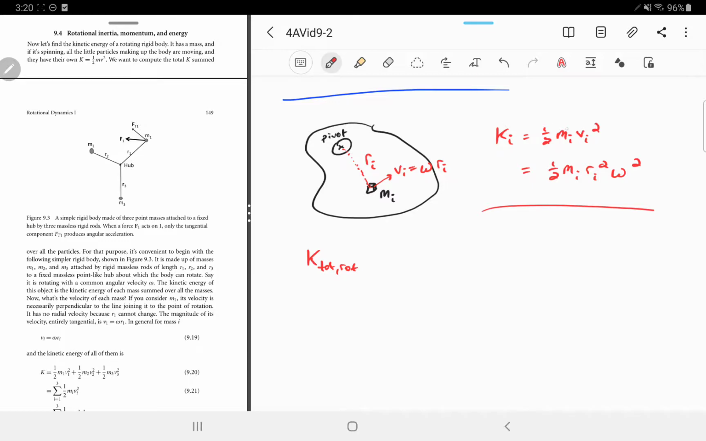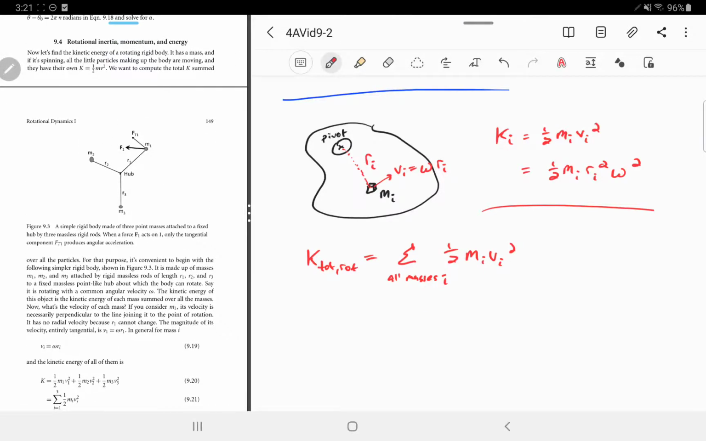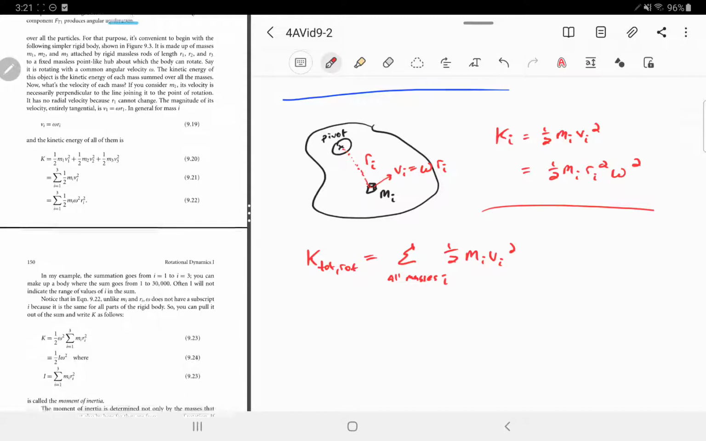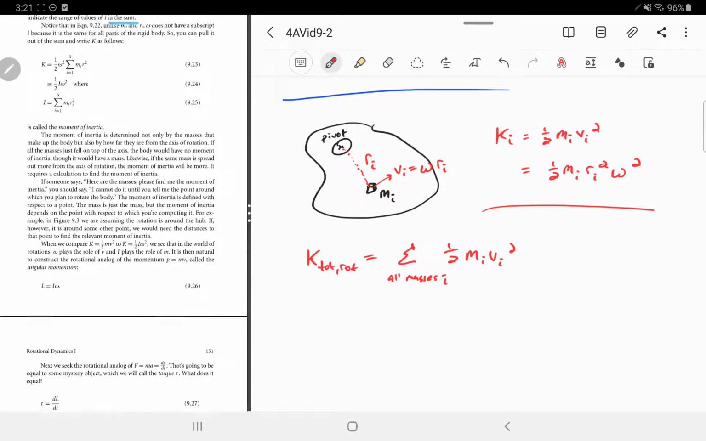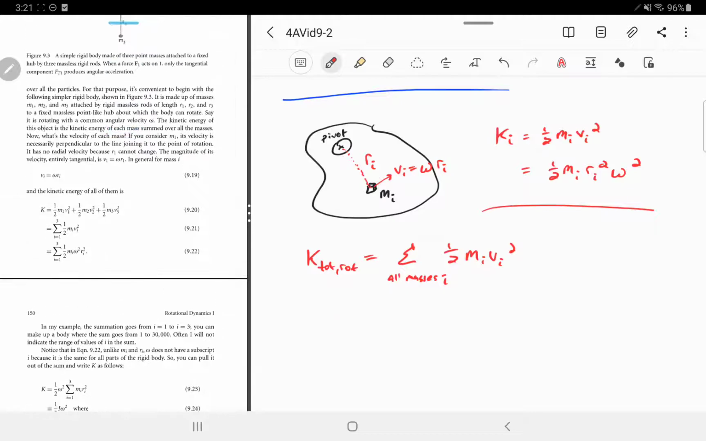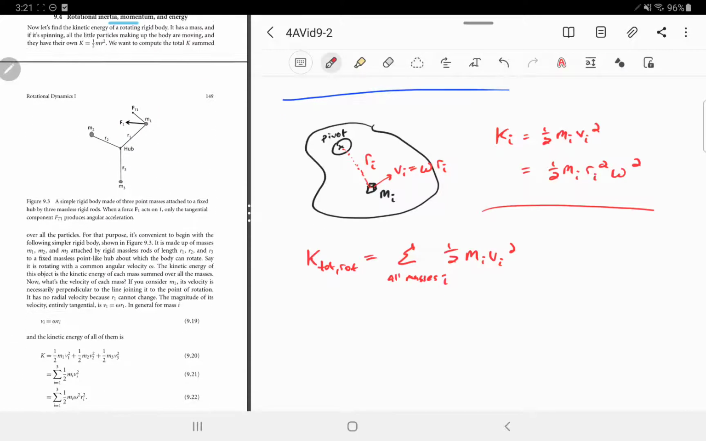So we just need to sum up all of these pieces. So the total amount is going to be a sum over all the masses, I, and we're summing each individual kinetic energy. Okay? And your book does exactly this, so I'm matching your book for now. I'm going to diverge a little bit from your book, talking about torque and angular momentum, and then come back to what your book does for section 6.